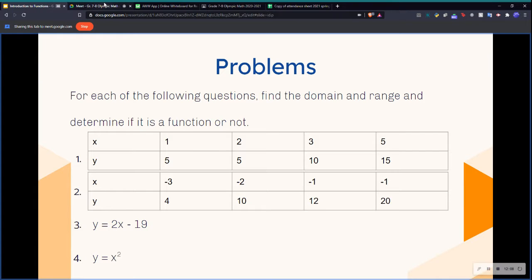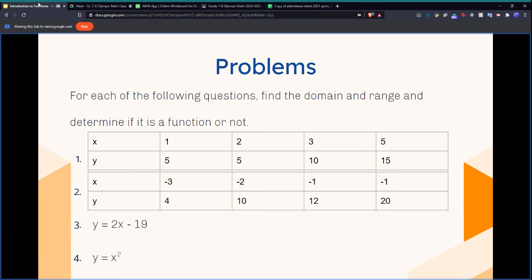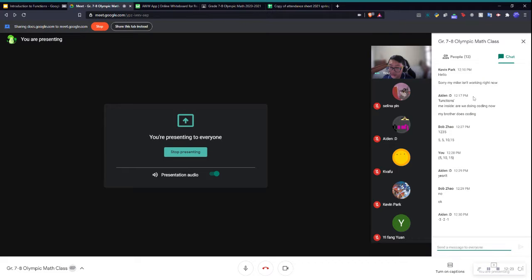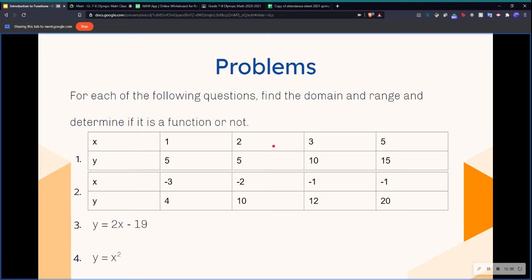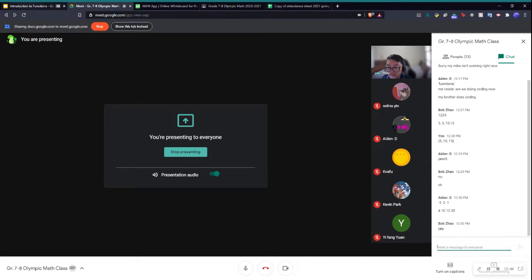What about the range? What's the range for question 2? Can someone tell me? Yeah, 4, 10, 12, 20. Just take those values. All right, is it a function or not? Wrong again, Bob. It's actually not a function.